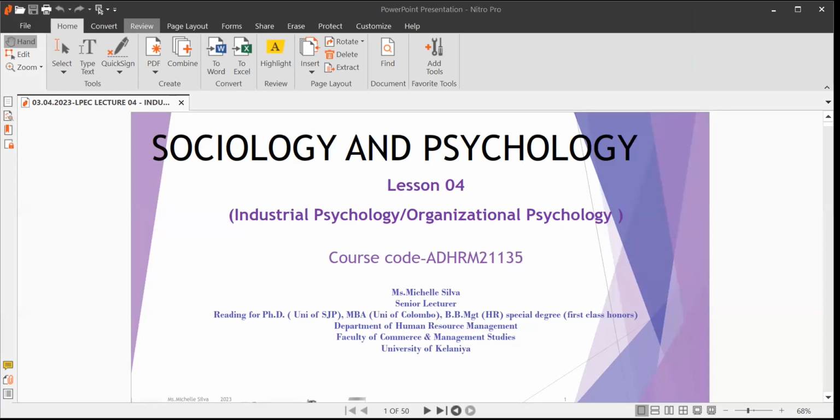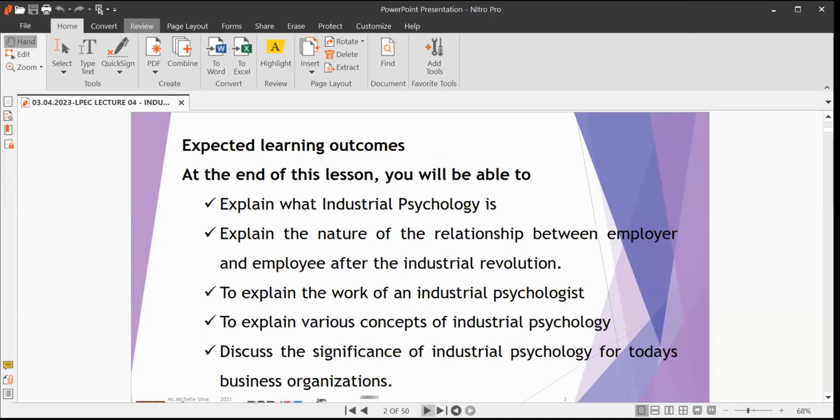From part one and part two, we have discussed what is meant by industrial psychology, as well as tried to understand the nature of the relationship between employer and employee after the Industrial Revolution. Then we tried to explain the work of industrial psychologists, and finally we will try to explain the various important concepts which make a very big impact in the industrial psychology domain.